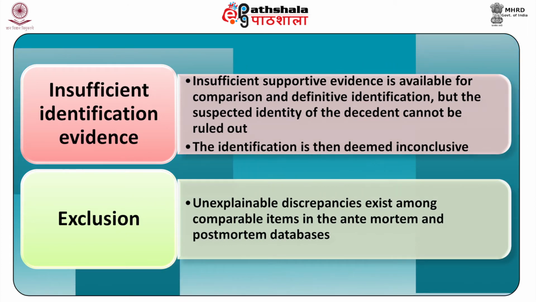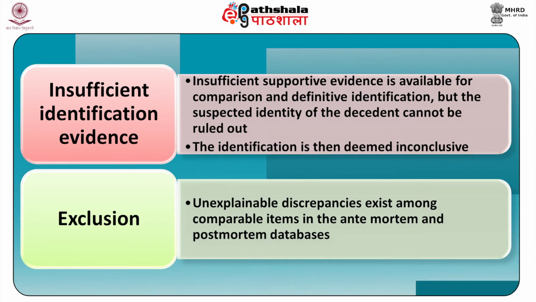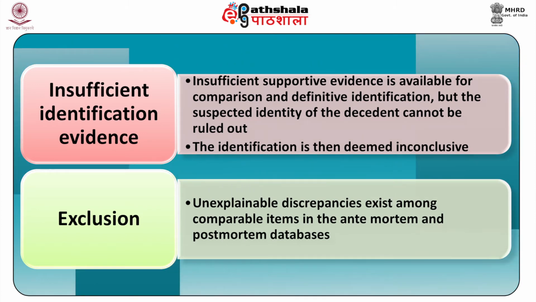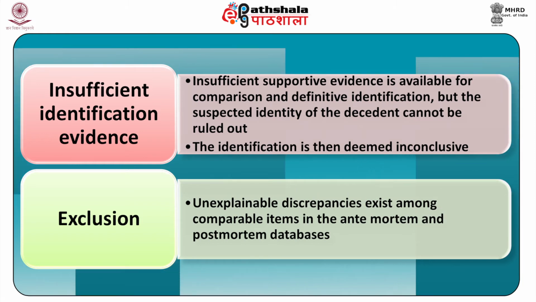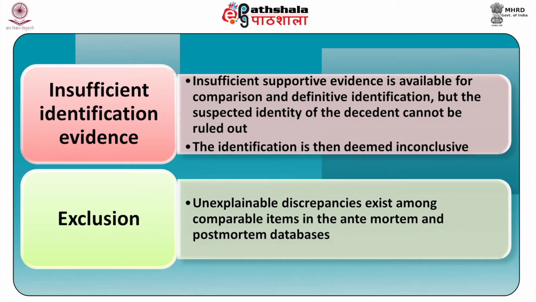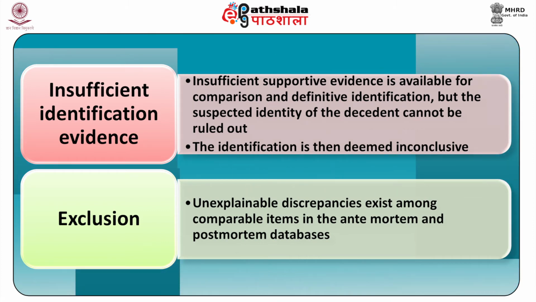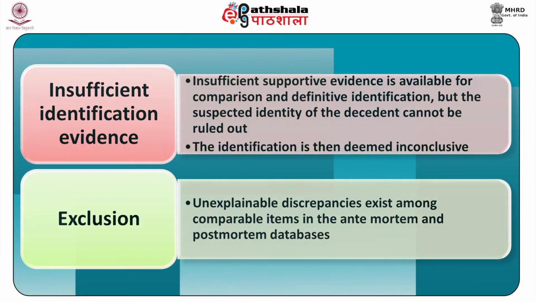Then third is insufficient identification. That is, insufficient or unsupportive evidence is available for comparison and definitive identification, but the suspected identity of the deceased cannot be ruled out. So the identification is thus deemed inconclusive. Then the fourth one, which is important, is exclusion. If unexplainable discrepancies exist among the comparable items in the antemortem and postmortem databases, we can exclude totally, on the basis that this particular teeth does not belong to the person in question.